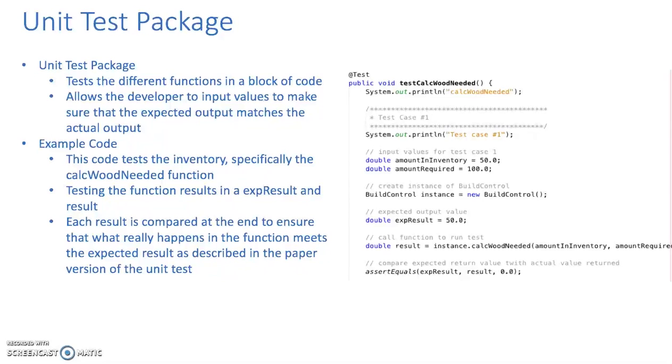And at the end, we use this assert equals to test the expected result versus the result, and there should be no difference when it comes back. And so when you run this in NetBeans, it allows you to see with a pass or fail what values are returned. And this is good in many ways, so that you can test your blocks of code.